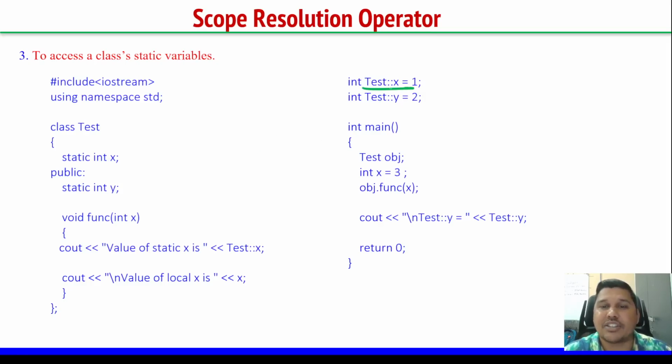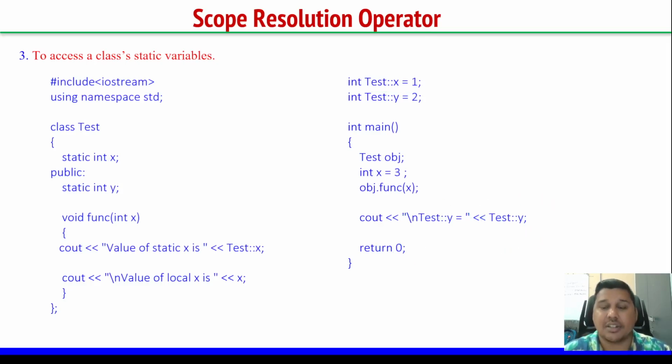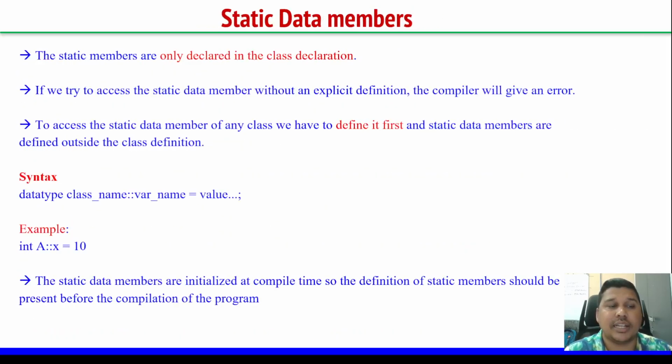Using the class name, you can print those values. See, using the class name, I can print those values. An object is not required to access static data members. To access static data members, object creation is not required. It can be done directly using the scope resolution operator. Let us go and study a little about this thing.